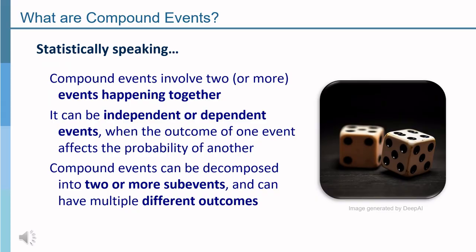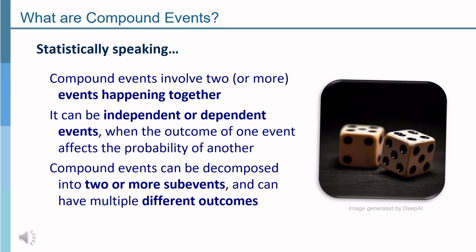Statistically speaking, compound events involve two or more events happening together. It can be independent events, in which the outcome of one event has no effect on the probability of the other, or dependent events, when the outcome of one event affects the probability of another. Compound events can thus be decomposed into two or more sub-events, and can represent a combination of multiple outcomes.